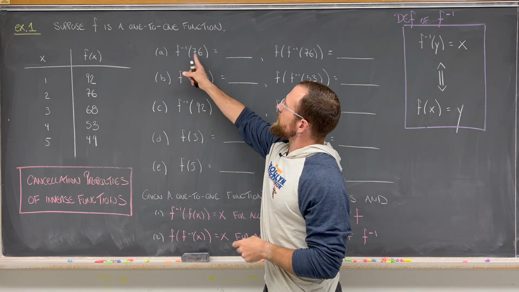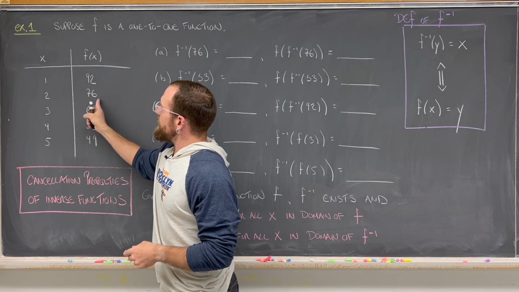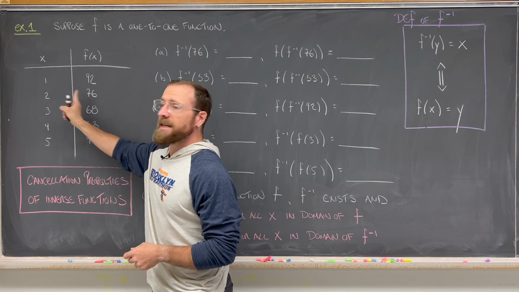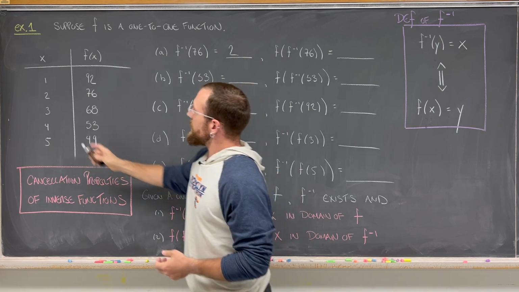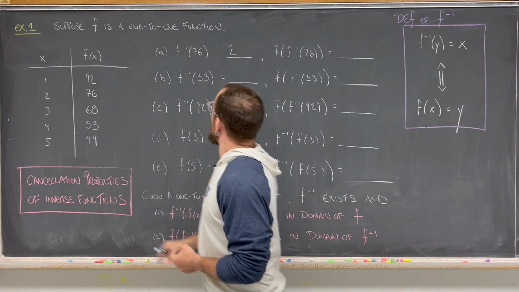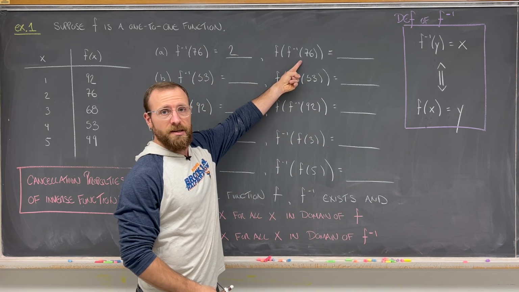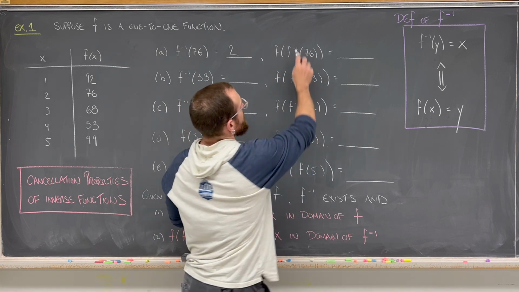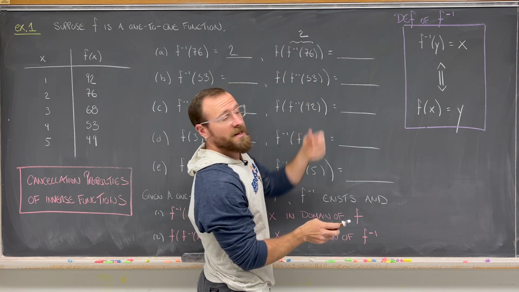So what is f inverse of 76? Well, I know that f of 2 is 76, so f inverse of 76 is 2. That's what this says. F inverse of 76 is 2, because f of 2 is 76. And then, as a follow-up question, what is f of f inverse of 76? Well, we already know that f inverse of 76 is 2, so this is saying what's f of 2, and that's 76.